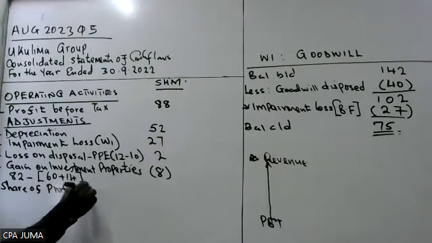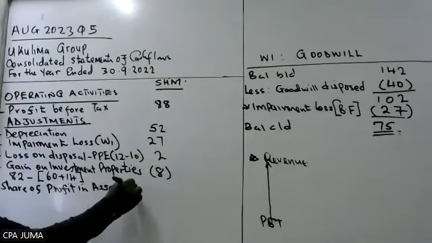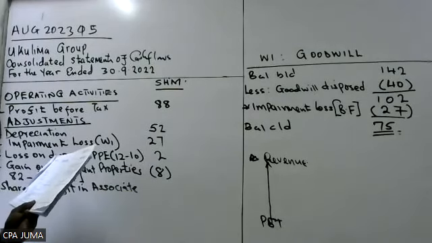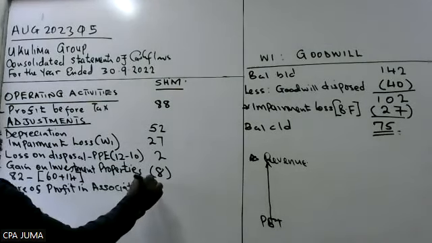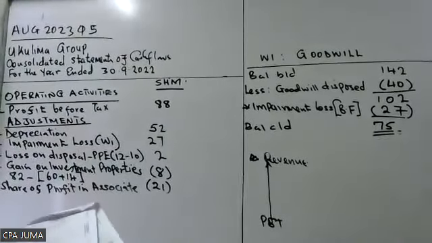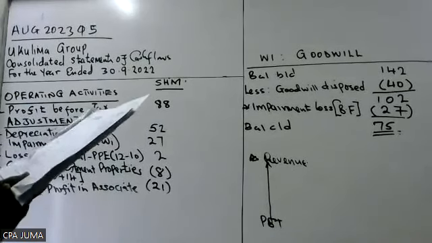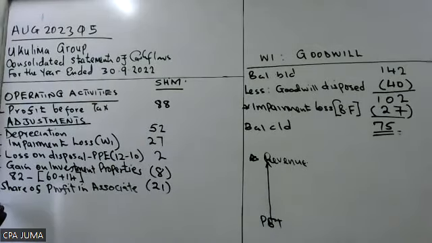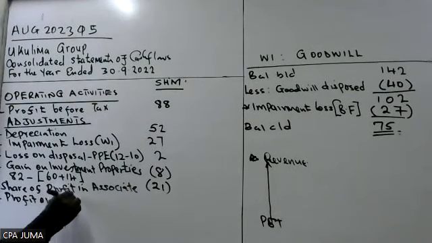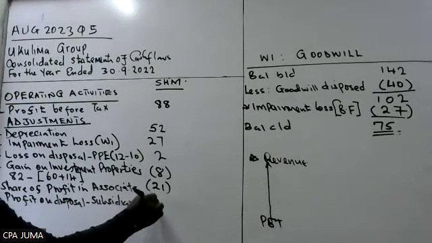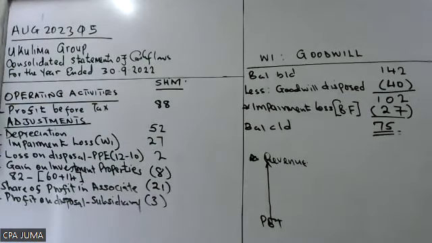Share of profit in associates is one-off, not part of operations. I'm seeing, is it 21? 21. It's okay, so remove that one. Next, downwards, profit on disposal of shares in subsidiary, 3. That is not an operating income. So that one also you subtract.